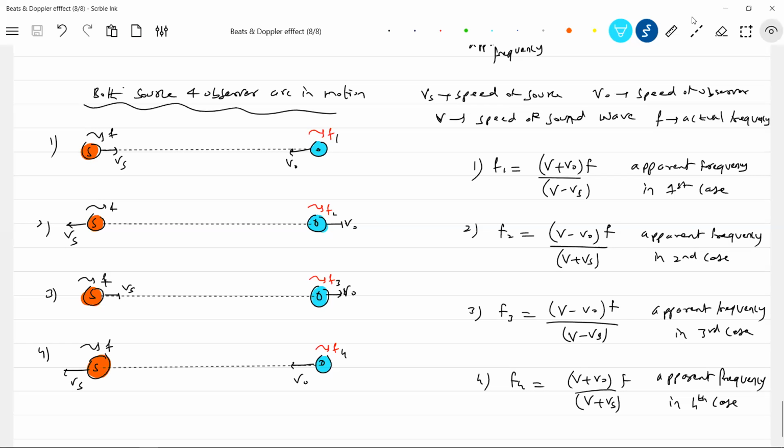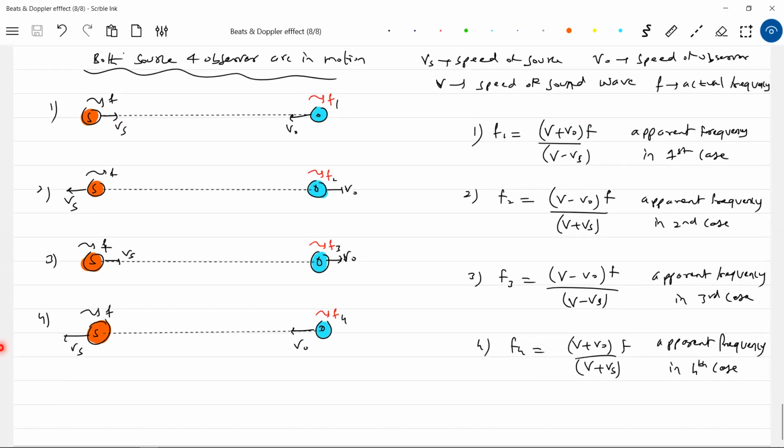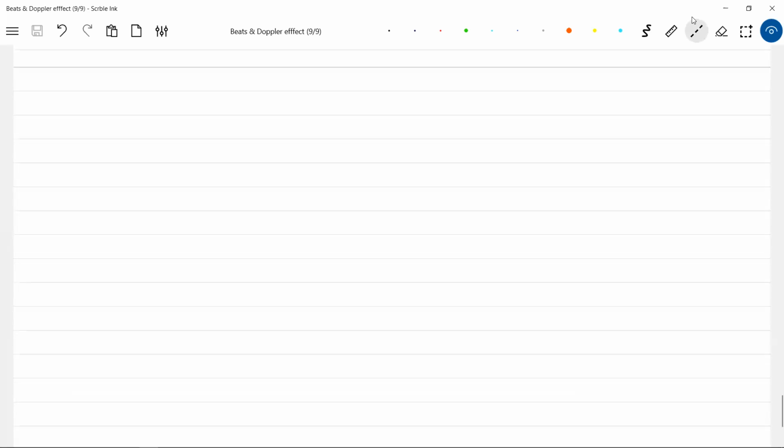Strictly, what are Vs and Vo? They are the velocities measured along the line joining source and detector. What happens if the source and observer velocities are not in the same direction, not along the line joining? So we'll take one case here. Source is moving like this at angle theta1. Observer is at theta2. This will generate a sound signal of frequency f.